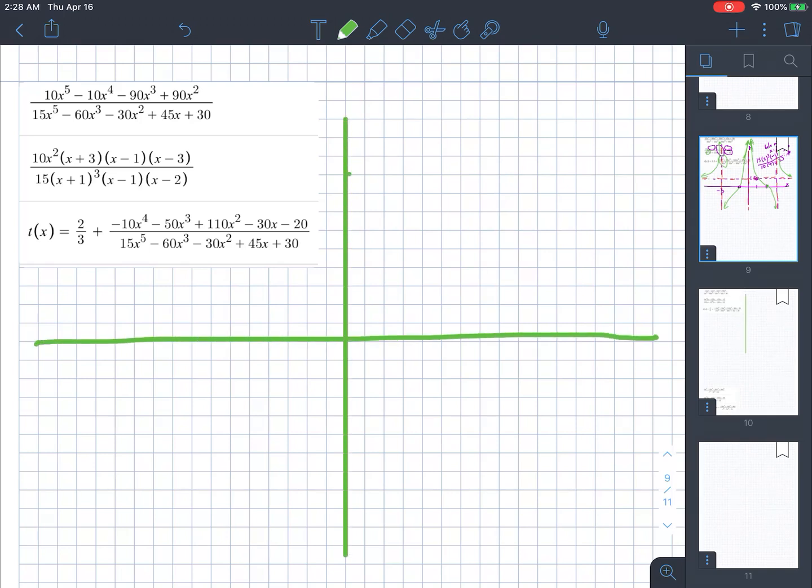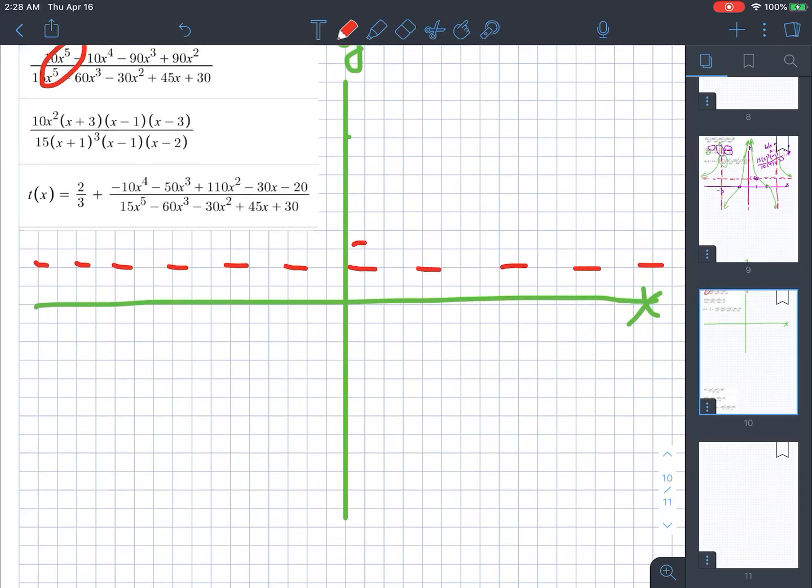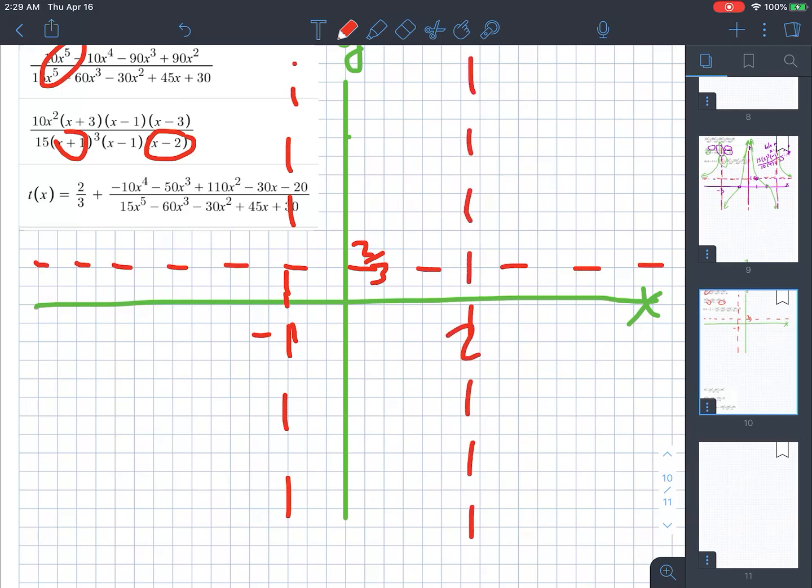That's y. Alright, what do we got for asymptotes? 10 over 15 as the asymptote, because they're both the same degree, so it's just a over b, 10 over 15, so 2/3. Alright, on the bottom we have an x plus 1 here, so a negative 1 asymptote. We have a positive 2 asymptote. This is going to be a hole. At negative 3 we have a 0. At 0 we have a 0. And at 3 we have a 0.